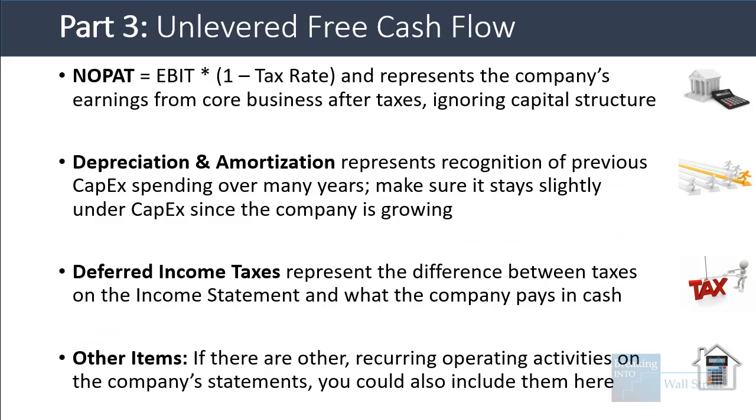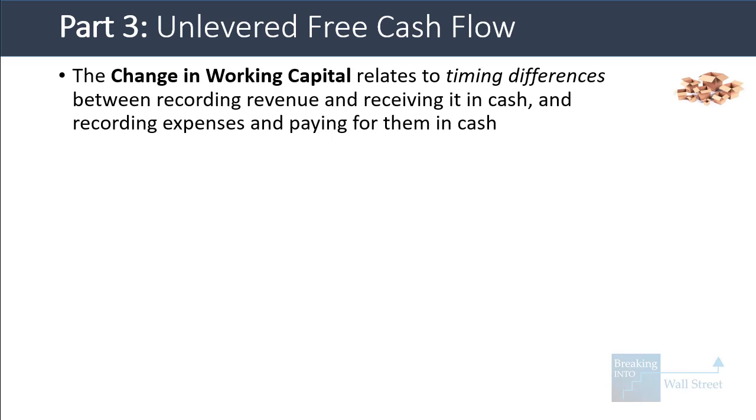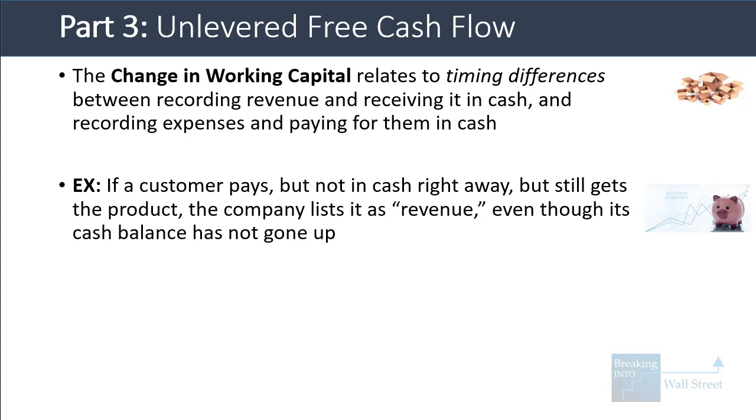And then for the next item here, the change in working capital, we have a whole tutorial on this, which you should review if you want to learn more. But in short, this relates to timing differences between recording revenue and receiving it in cash, and then recording expenses and paying for them in cash. For example, if a customer orders a product and gets the product, but the customer doesn't pay in cash right away, the company records the product price as revenue, even though its cash balance has still not gone up. It's delivered the product or service, but it hasn't received anything in cash from the customer.